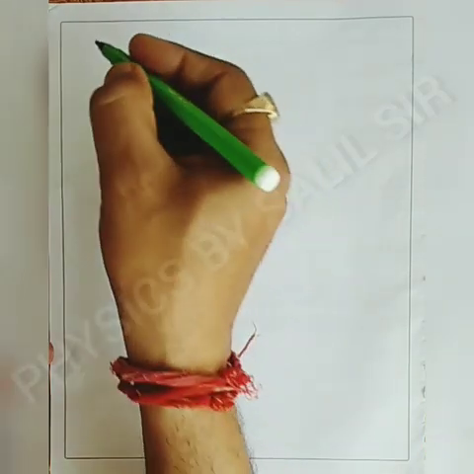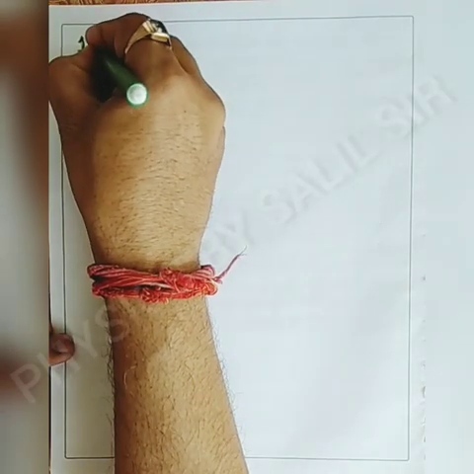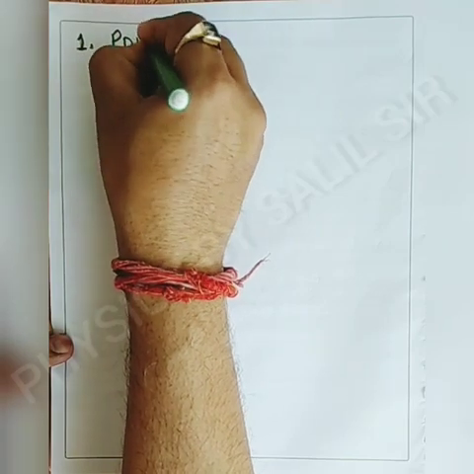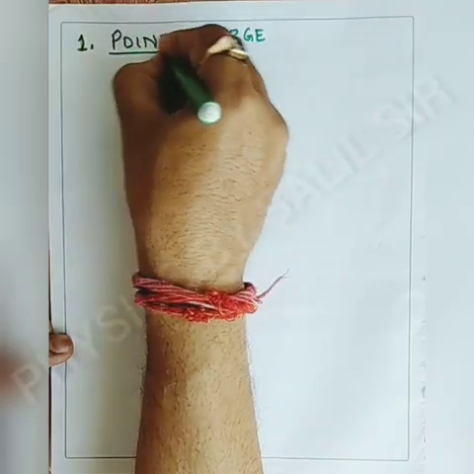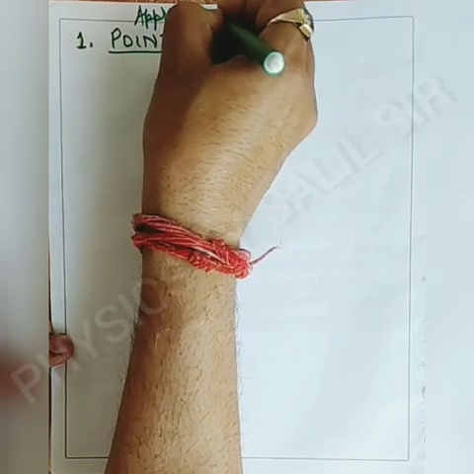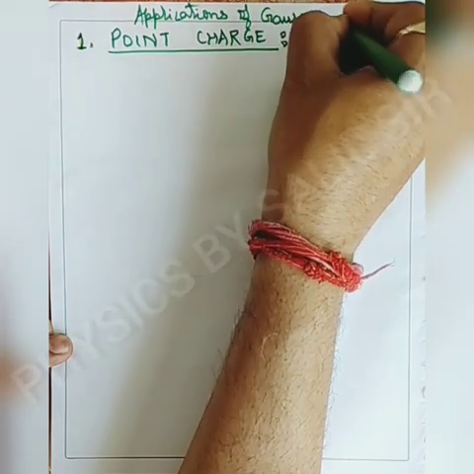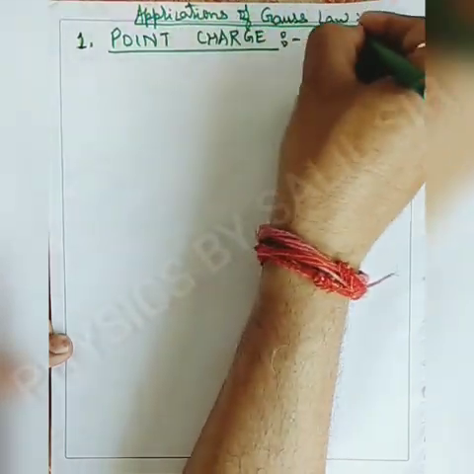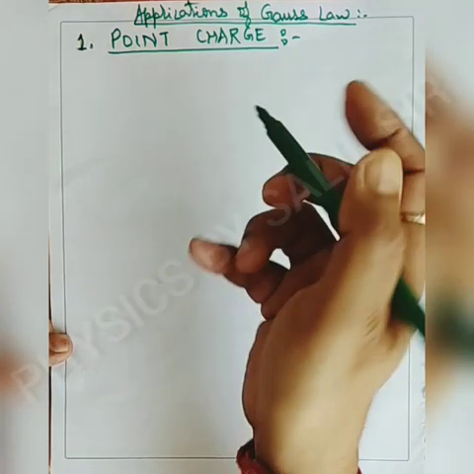Now we'll discuss four things, and you must remember all these four things because they usually come in the board examination. These are actually the applications of Gauss law. So the first application of Gauss law will be on a point charge.